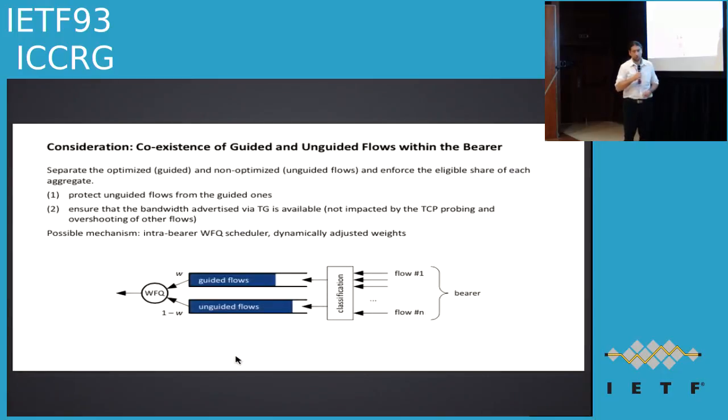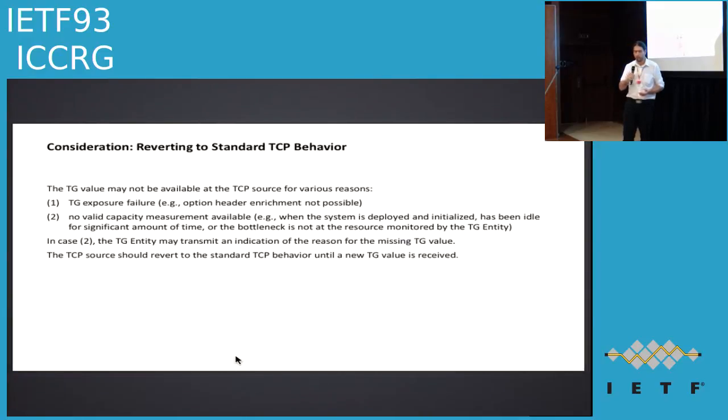And what happens if the radio interface is not the bottleneck? Then we can indicate that as well next to the TG, or we can just stop sending the TG, and then the protocol is that the data source falls back to the usual TCP behavior. And maybe the most important is saved for the last, so let's go to the next slide.